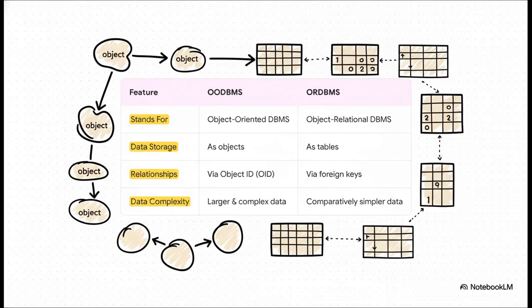Okay, this table really gets to the heart of it all. The most critical part here, look at data storage. ODBMS stores data as objects. ORDBMS stores it in tables. That single difference changes everything. It directly impacts relationships. ODBMS links objects directly with those OIDs we mentioned, which is lightning fast for complicated lookups. Meanwhile, ORDBMS sticks to its relational roots, using traditional foreign keys to link tables. This right here is the core of their entire design philosophy.